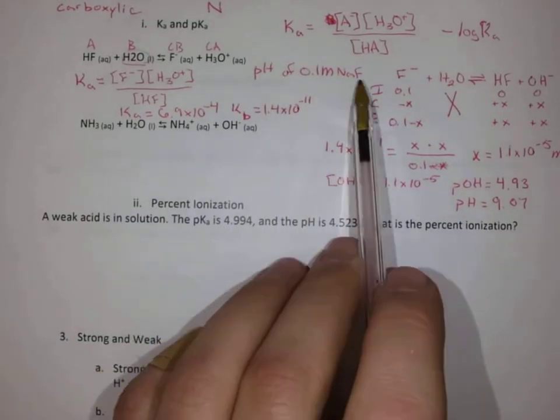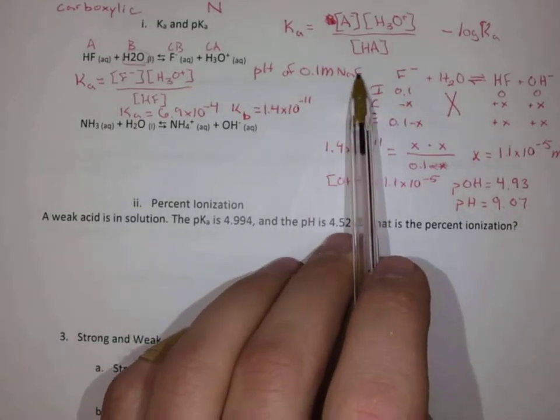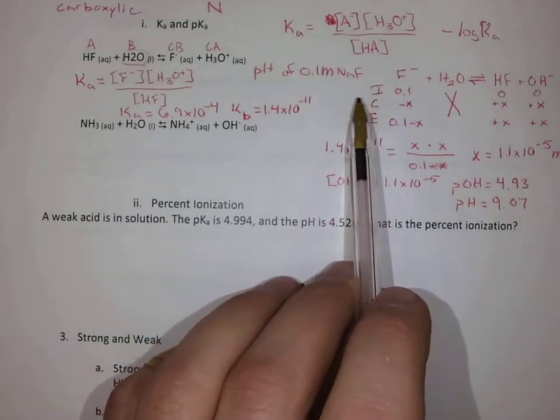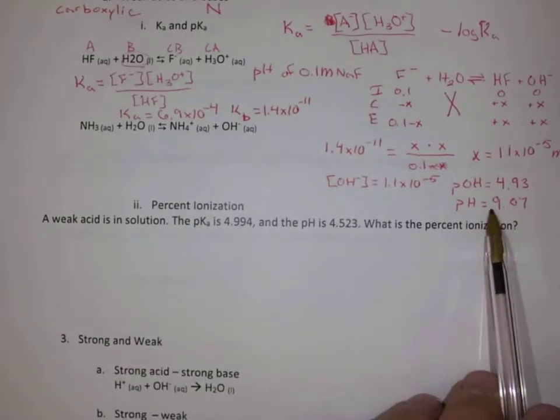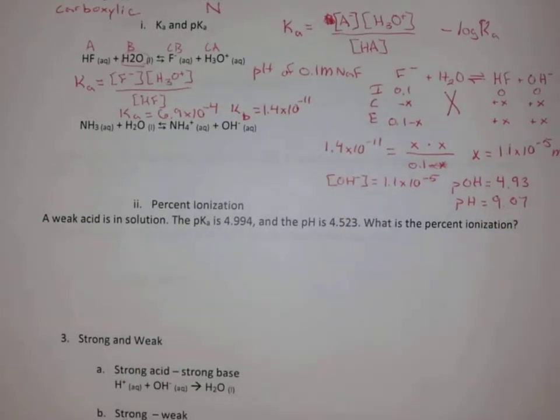Okay? Now this makes sense, of course. We are adding NaF. That means that really we're adding F minus, which is a base. So if we add a base into our water, we are going to make our water basic. Our pH should be greater than 7.